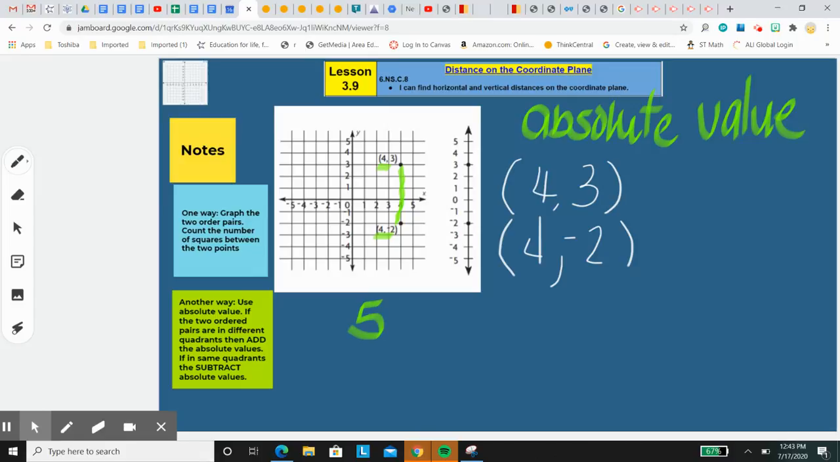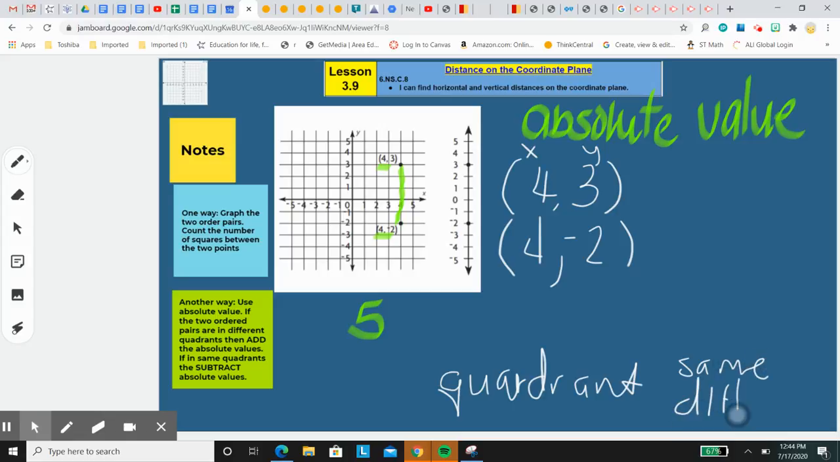Okay, here's how you use the absolute value. Now, this is still the x coordinate on this side. This is still the y coordinate on this side. Nothing's changed as far as that goes. Okay, a couple things we have to know. We have to know our quadrants. We have to know if they're in the same quadrant or if they're in a different quadrant. So the first thing you're going to ask is, what quadrant? Remember the quadrants? What quadrant are these in? Okay, and I just need to know same or different this time.